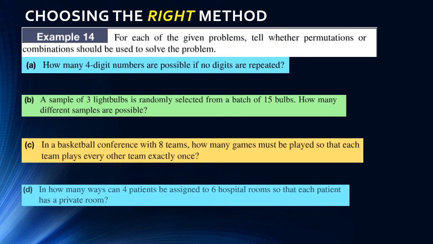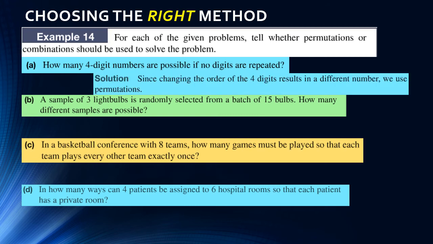All right, so let's try some of these. Go ahead and hit pause again and see if you can determine. All I'm asking you to do is tell me if it's a permutation or a combination. How many four-digit numbers are possible if no digits are repeated? Well, again, putting numbers in different orders creates a different numerical value, so this is definitely a permutation.